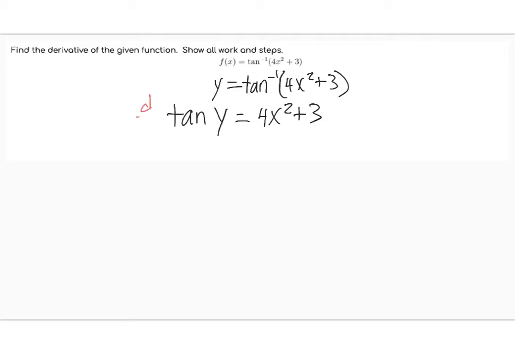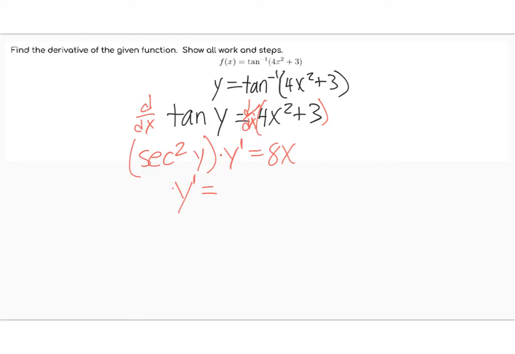Then when we do the derivative of both sides, we end up getting, okay, derivative of tangent is going to be secant squared of y times y prime. And on the other side, we've got 8x, and that's it. So if we're looking at this as y prime, that is equal to 8x over secant squared of y.